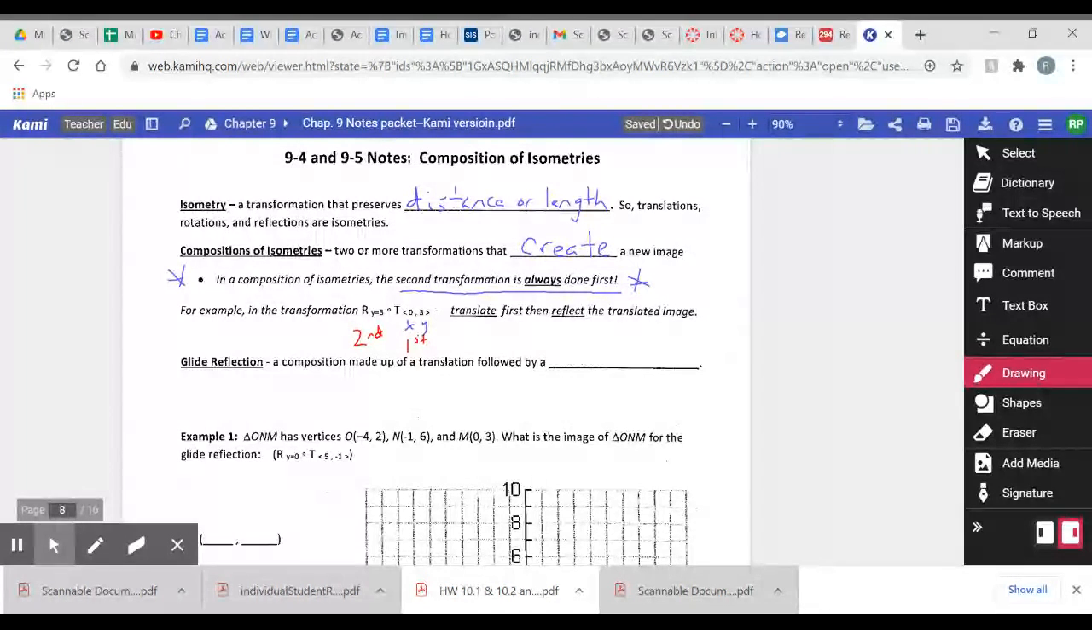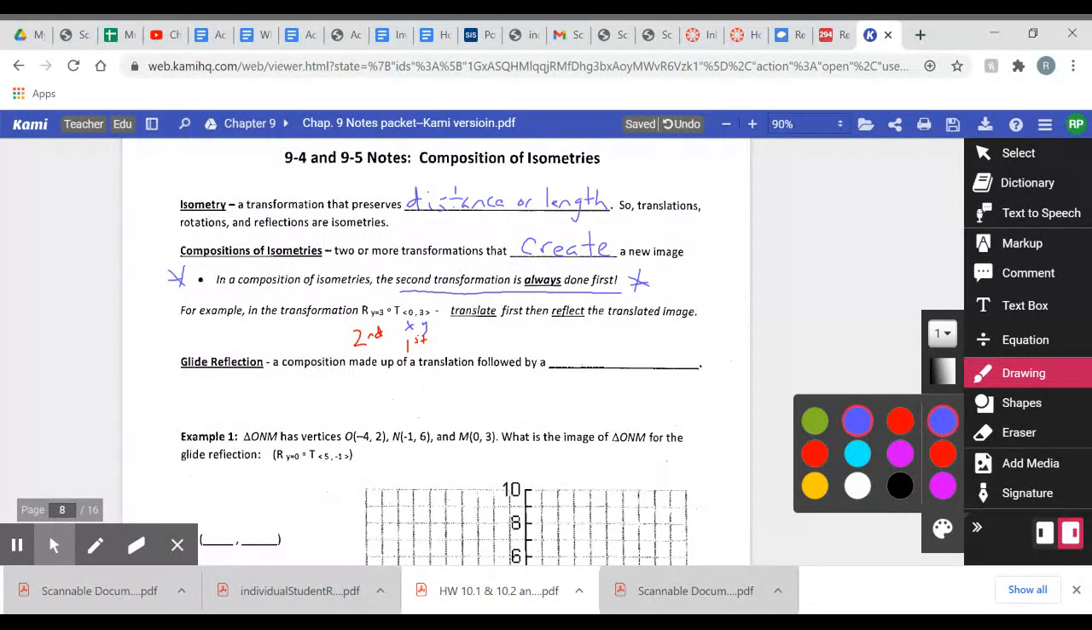And the other thing I just wanted to add in here is that, okay, so yeah, that's the key thing here. It's just the translation first and the reflection second. Okay, and again, it says it right here. All right, a glide reflection is a composition made up of a translation followed by a reflection, which is, again, what we are doing right now. We're doing the translation first and then followed by the reflection.